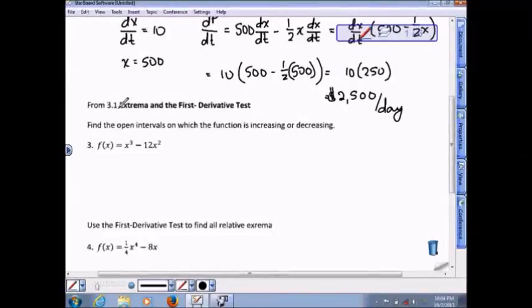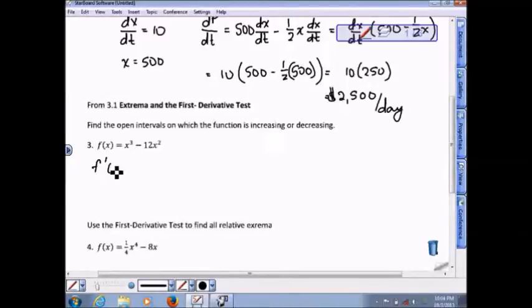So lesson 3.1 was using the first derivative as a means of finding intervals on which the function is increasing or decreasing. It had to do with the slope of the tangent line. If the first derivative yields a positive value, that's a positive slope of the tangent line. That's an increasing interval of the function. And if the first derivative yielded negative values, that was indicative of a decreasing interval.